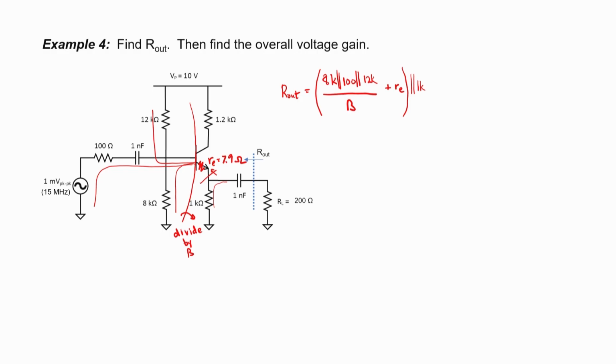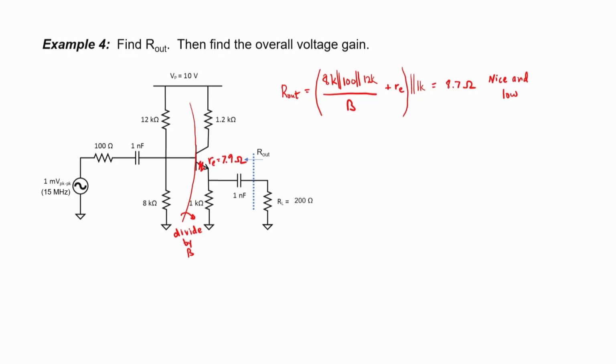If we plug in all the numbers, we find that the output impedance works out to about 8.7 ohms. That's nice and low. Remember, with a good amplifier, you should have a small output impedance. What kind of amplifier is this, by the way? Look, it's a common collector. Common collector amplifiers are known for having nice high input impedances and nice low output impedances. The gain, on the other hand, is usually about 1. These kinds of amplifiers make good buffers.